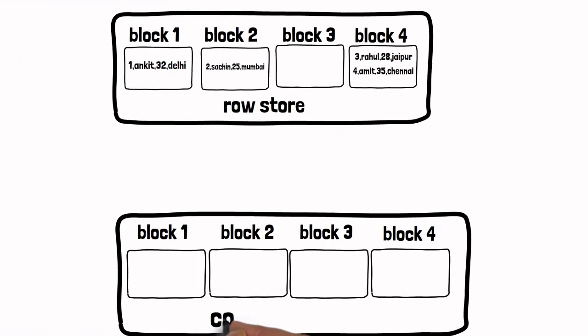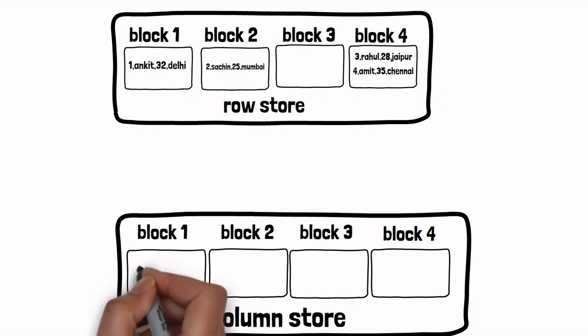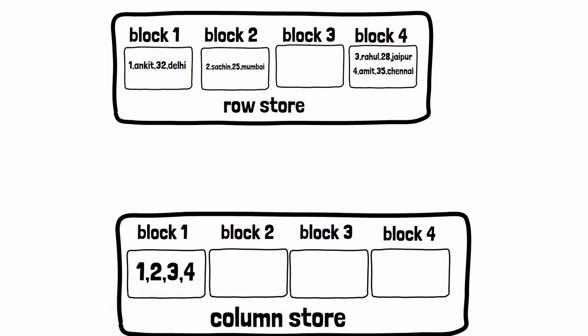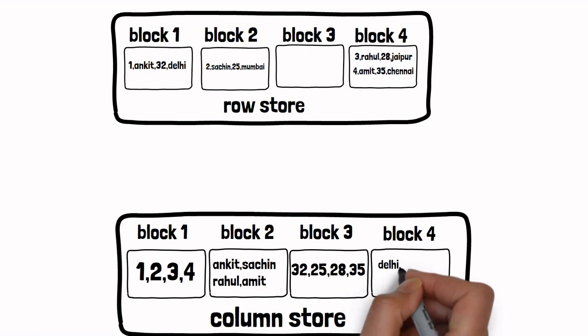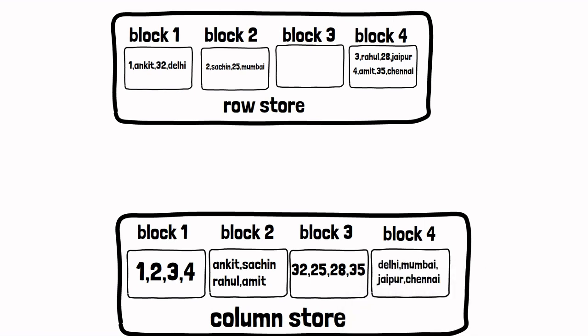In the case of the column store, the complete data of a column is stored in one place. So for the person table, data for ID, that is 1, 2, 3, 4, will be stored together. Similarly, for names, Ankit, Sachin, Rahul, and Amit will be stored in one place. And the same for age and location. So whenever we want to get the data for any column, column store outperforms because all the data for that column is in one place.